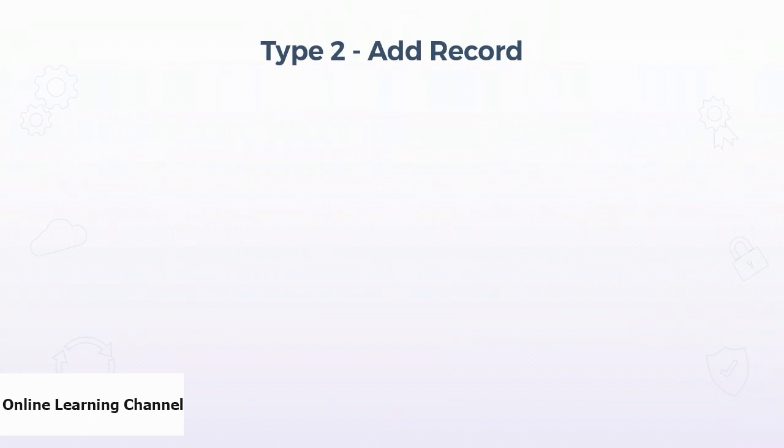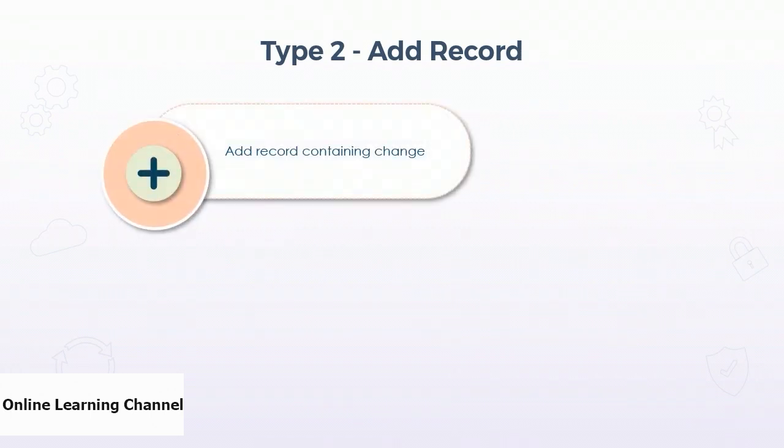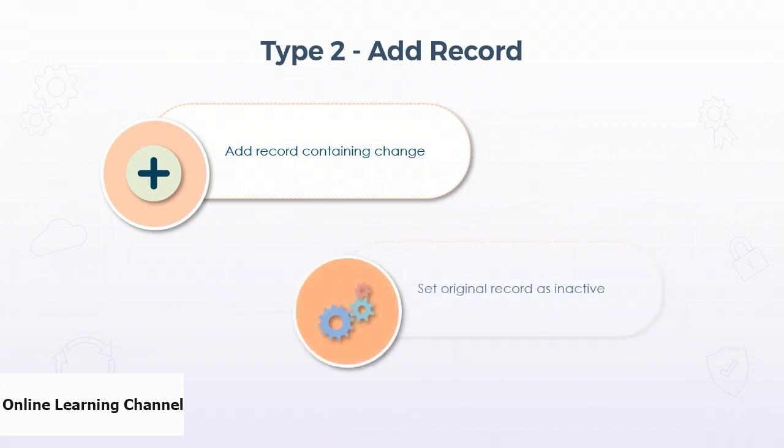Next is type 2, or adding a record. In this strategy, when the dimension value changes, a new record is added to the facts table that contains the changed value, and the original record is set to inactive. This is more complex than type 1, but it has the benefit of history in the facts table.